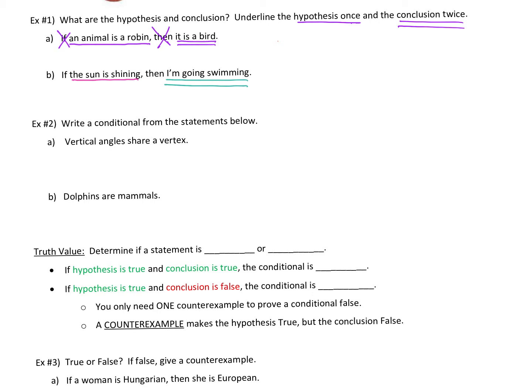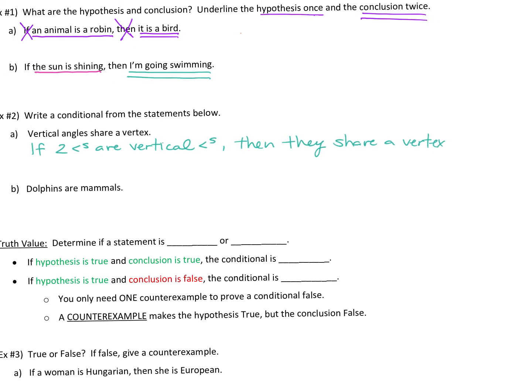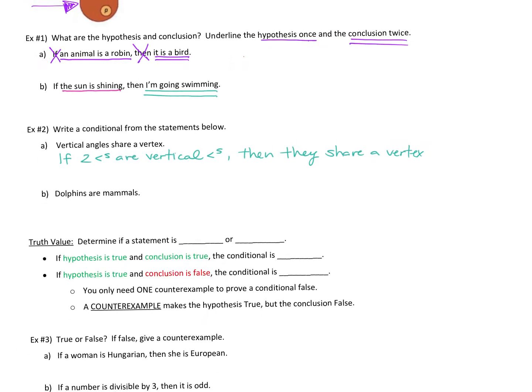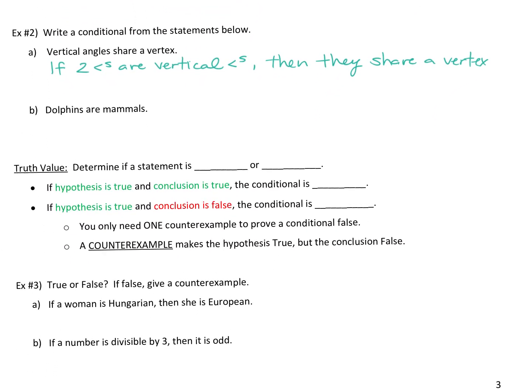Yeah, so the hard part about this is coming up with the subject that you're talking about, right? So we would say if two angles are vertical angles, right? Because vertical angles will always be 2. So if 2 angles are vertical angles, then they share a vertex. Oh, that's interesting. Does that make sense? If two angles are vertical angles, then they share a vertex. Okay.